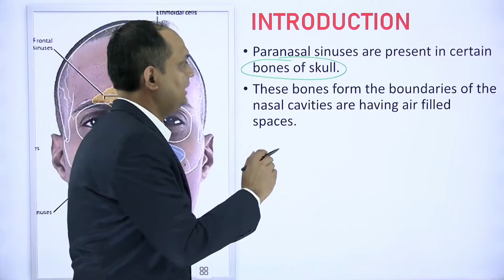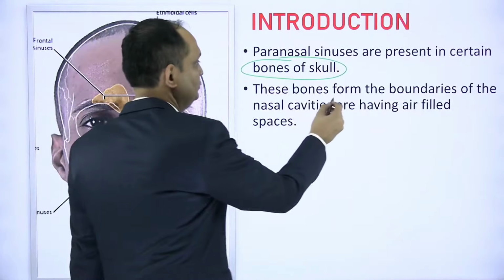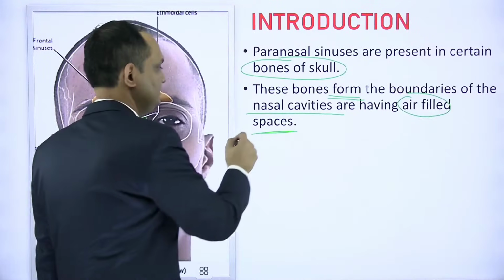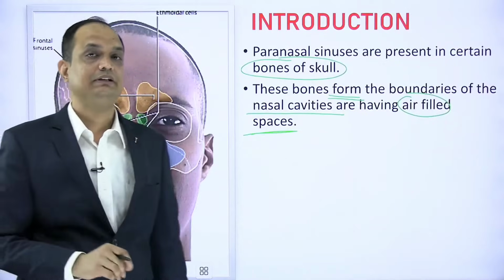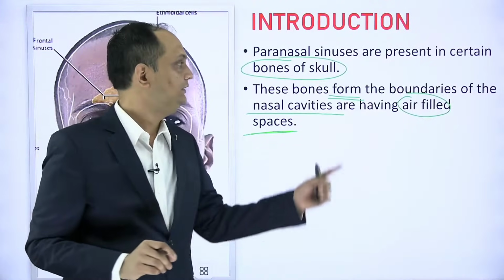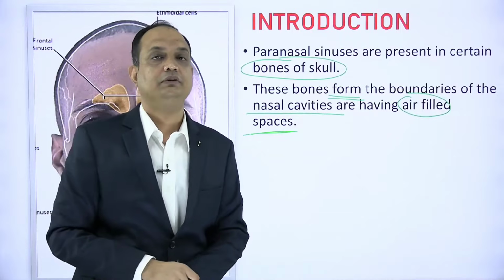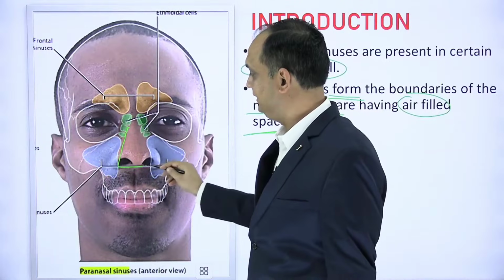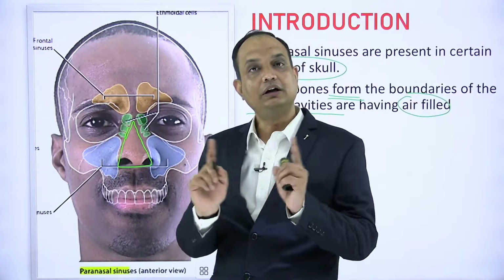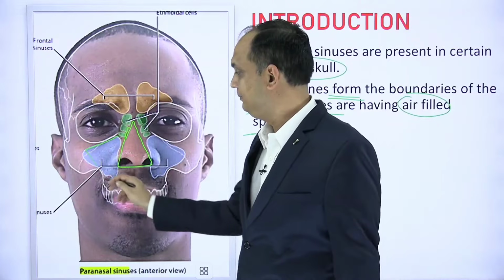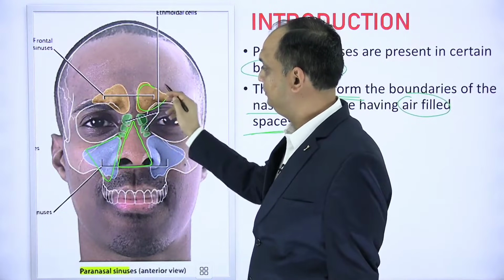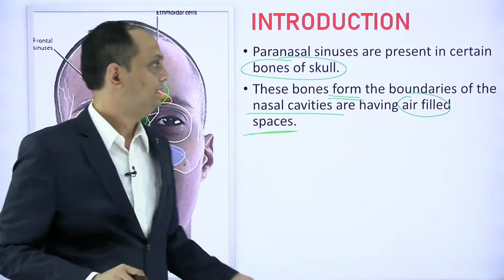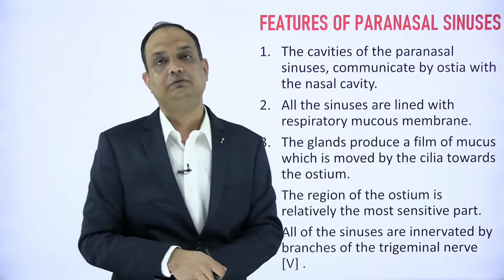Paranasal sinuses are air-filled spaces, so these bones form the boundaries of the nasal cavity and have air-filled spaces. So what is the characteristic of the bones that have the paranasal sinus? These bones form the boundary of your nasal cavity. In this diagram you can appreciate that this is your nasal cavity and you have the bones all around it, like your maxillary bone, your frontal bone, your ethmoid bone, which have the paranasal sinuses. Clear?